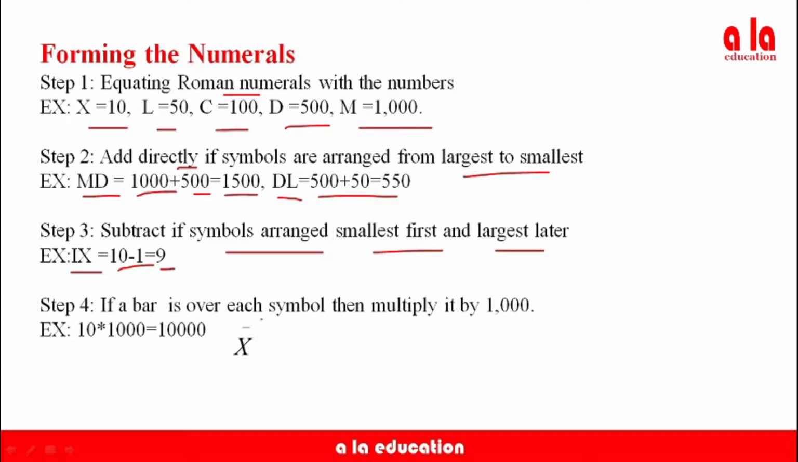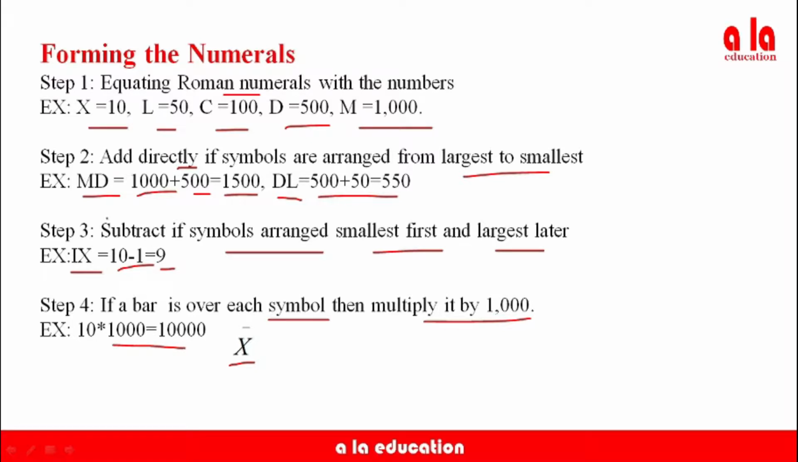If a bar is over a symbol, whatever the symbol may be, multiply it by 1000. Here the bar is present over X, the value of X is 10, and because of the bar we multiply it by 1000, so it becomes 10,000.